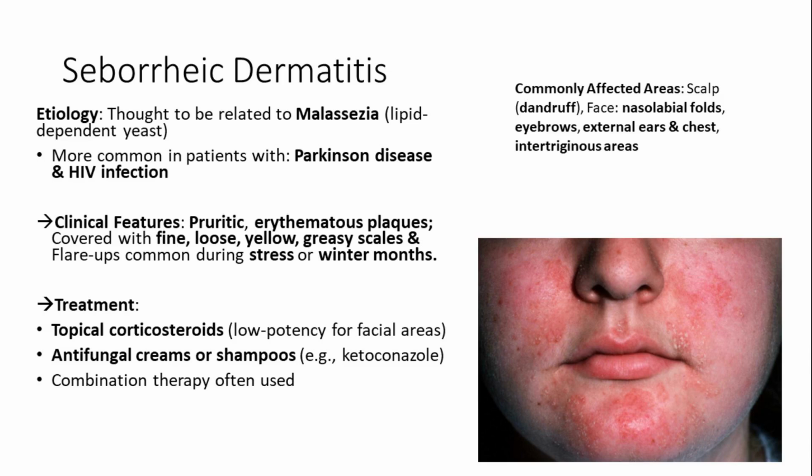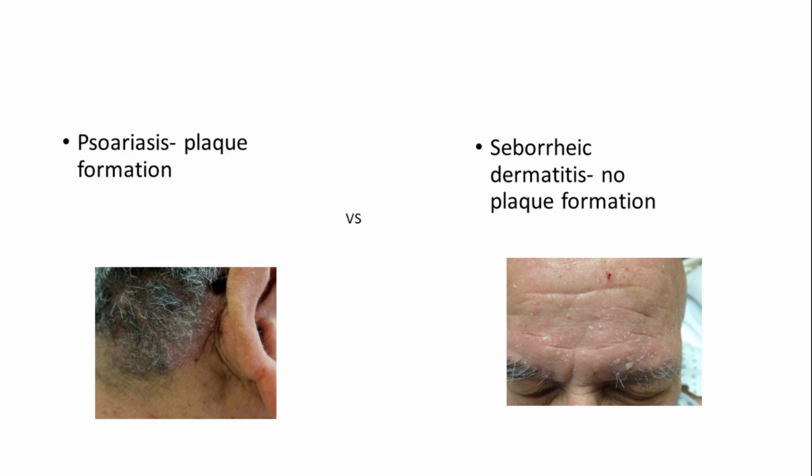Seborrheic dermatitis is linked to Malassezia yeast and is more common in those with Parkinson's or HIV. It presents with pruritic erythematous plaques, treated with topical corticosteroids and antifungal creams. Psoriasis and seborrheic dermatitis can appear similar but differ in plaque formation. Psoriasis features well-demarcated plaques, while seborrheic dermatitis does not.